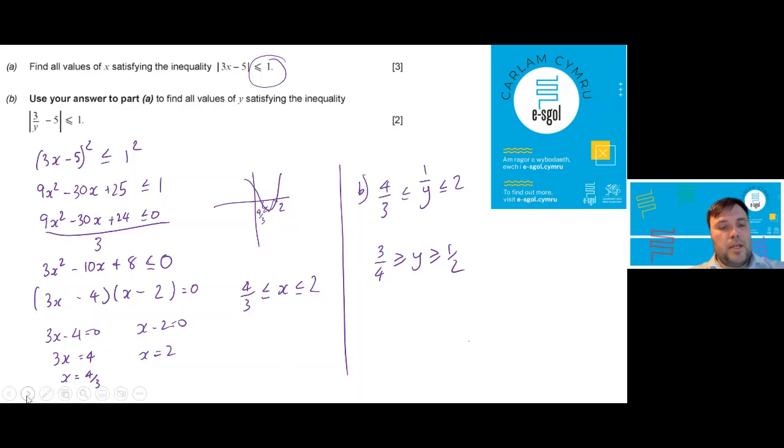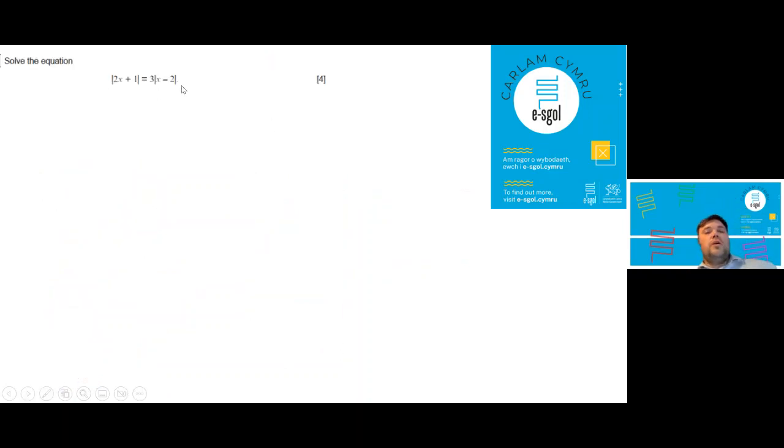Next one, and then last one on modulus. So here we have solved the equation, and again, even though you square both sides, you're going to have to make sure you square that 3. Sorry, I'm on the last sheet before I go on to the differential equations. So what we would do is, again, same thing: (2x plus 1) all squared equals 3 squared (x minus 2) all squared.